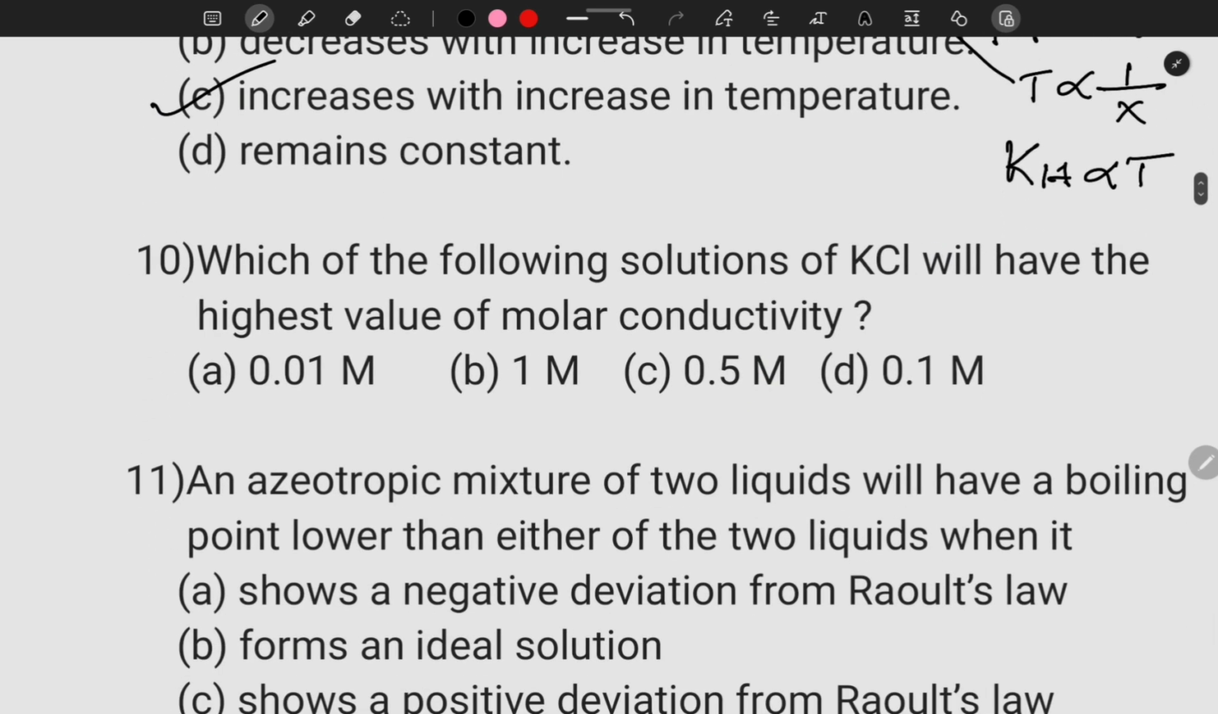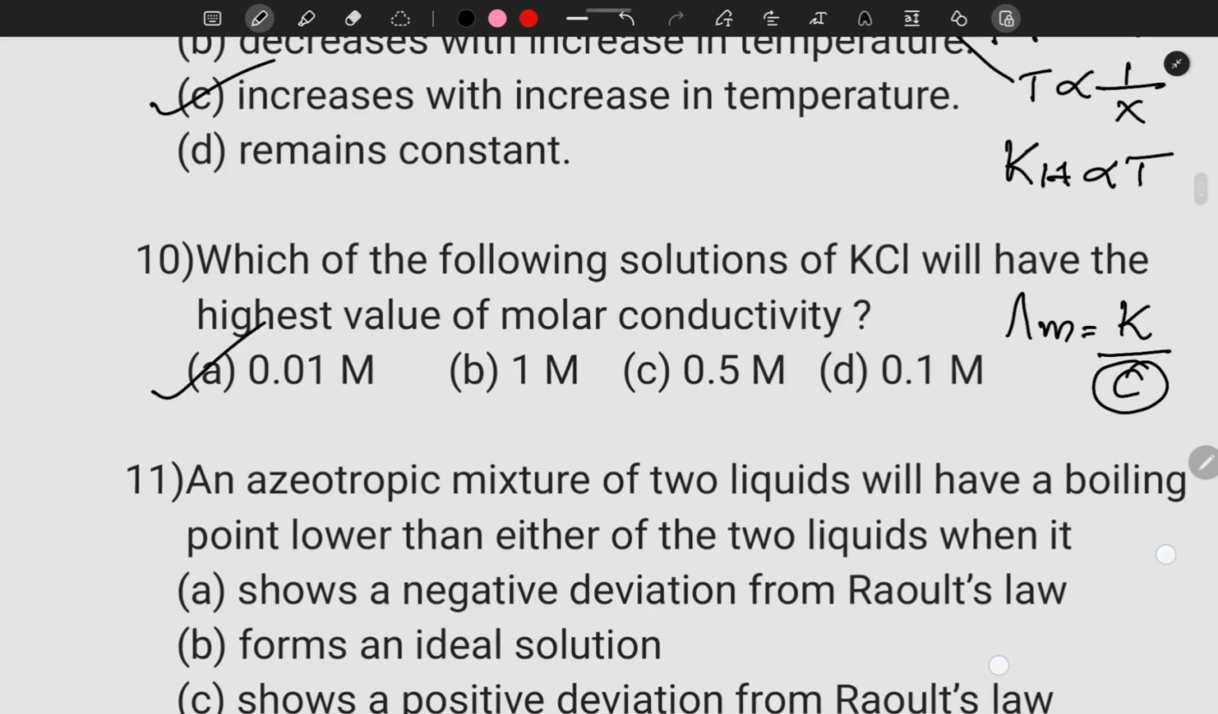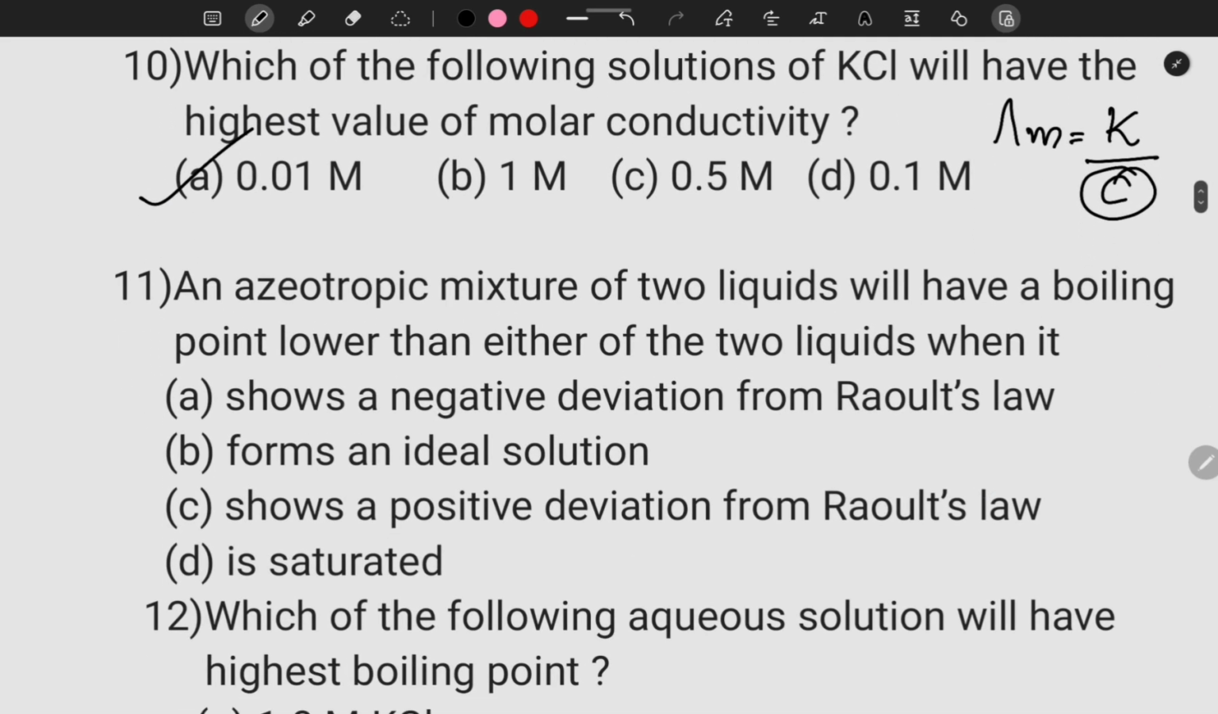Which of the following solutions of KCl will have the highest value of molar conductivity? Lambda m is equal to K by C. So as the concentration decreases, molar conductivity increases. So here 0.01 molar is the least concentrated solution.